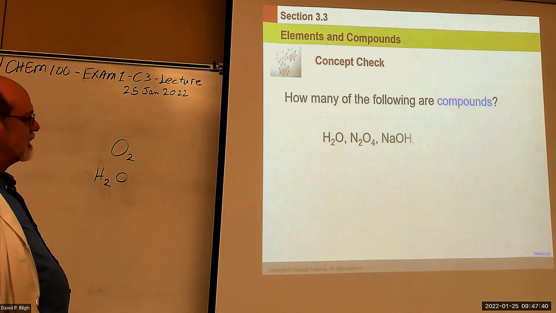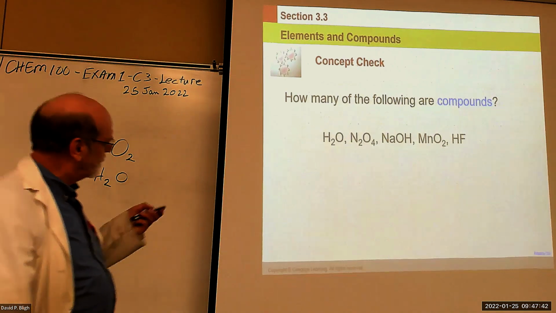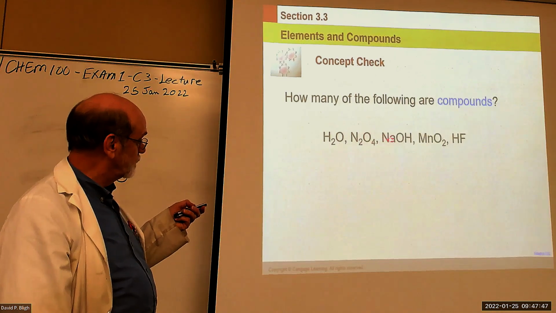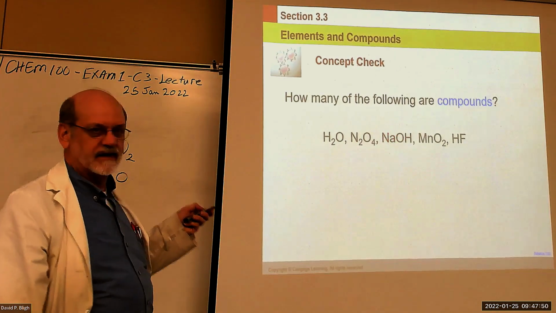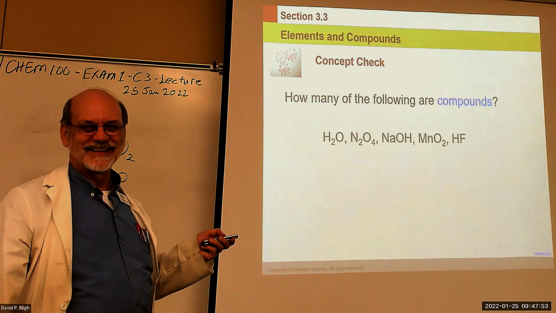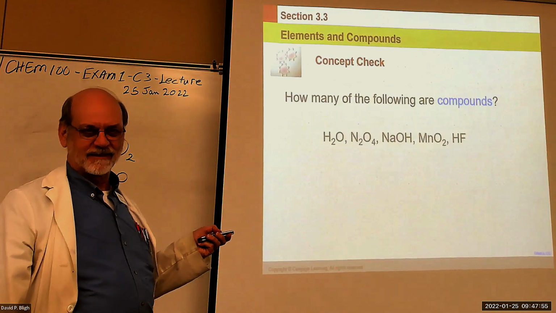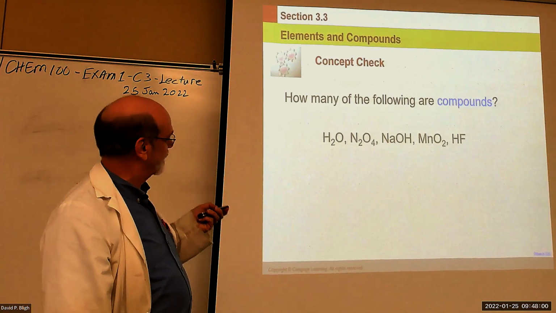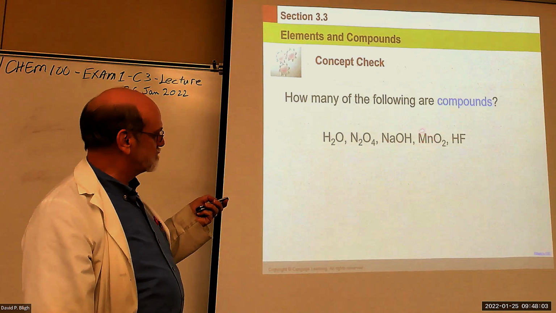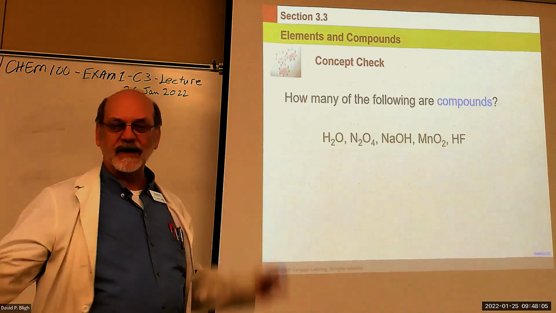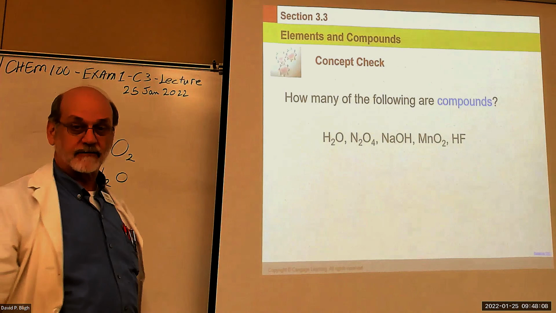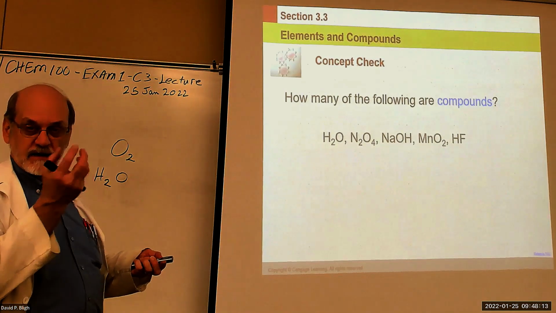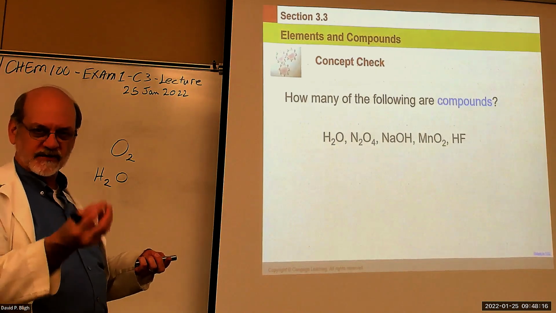Okay, how many of these are compounds? Let's see. Well, we know this one is. It's got two different elements in it. Yep, two different elements, three different elements. What's Na? Memorize that one yet? Sodium. It's one of those funky ones. It's based on the Latin, natrum. This one is manganese. They're all compounds. They all have different elements in association with one another to form a unique, identifiable substance.